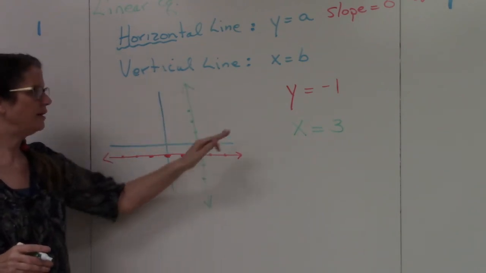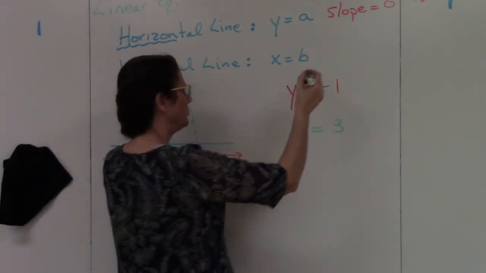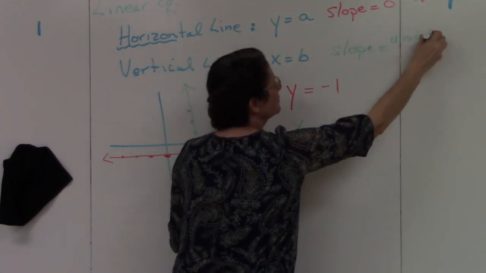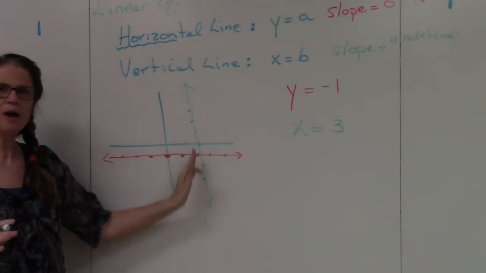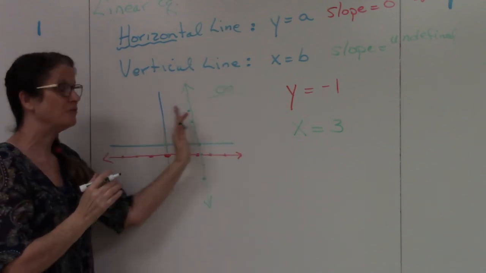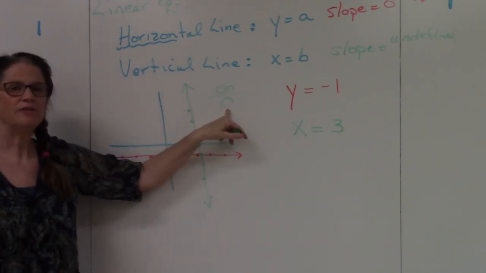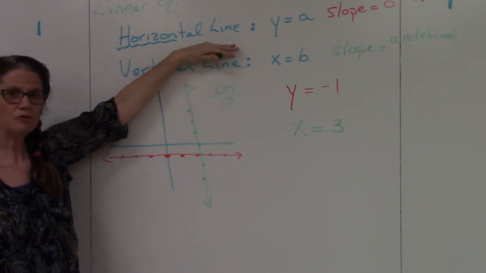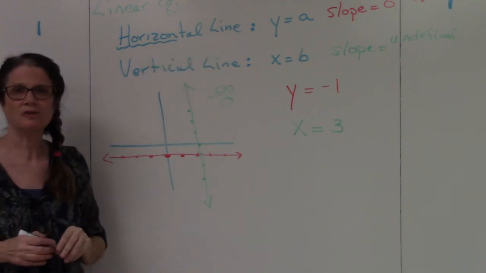So a vertical line is x equals, a horizontal line is y equals. The slope of a vertical line is undefined. The reason for that is I have all the rise in the world. I have an infinite amount of rise, but I have 0 run. Anytime you have something over 0, that's undefined. So the slope of a vertical line is undefined. The slope of a horizontal line is 0. And that's all you need to know about horizontal and vertical lines.